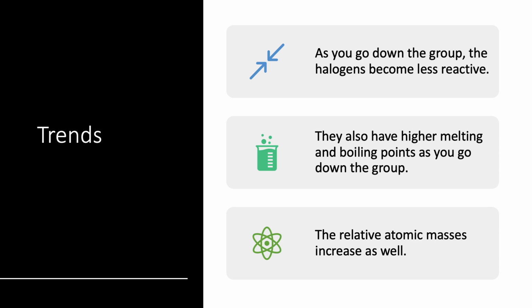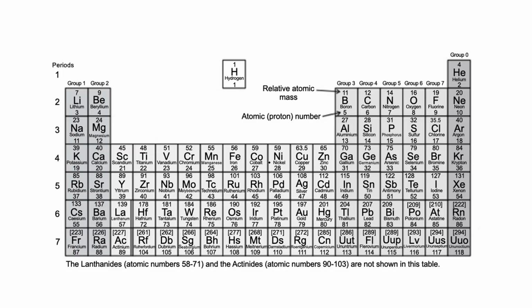So as you go down the group, the halogens become less reactive. Looking at the periodic table over here, here's group 7, and an example would be chlorine being more reactive than iodine, for example, because it is higher up in the group.